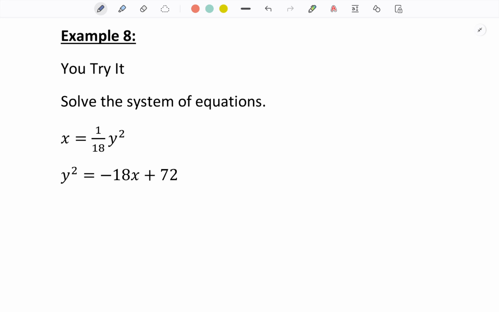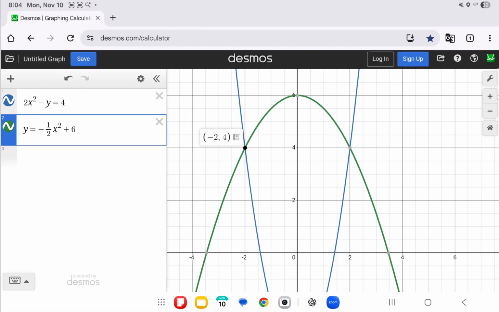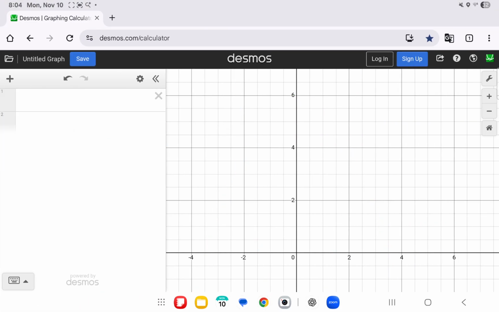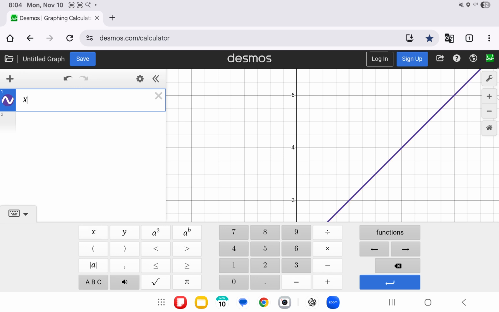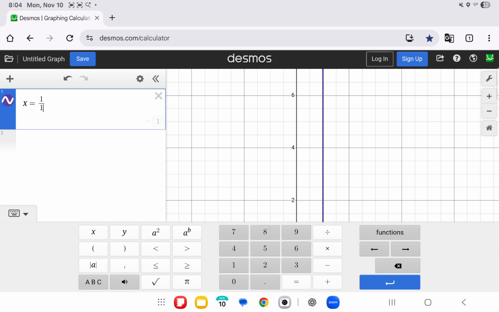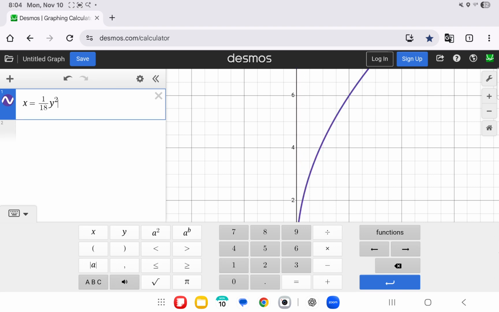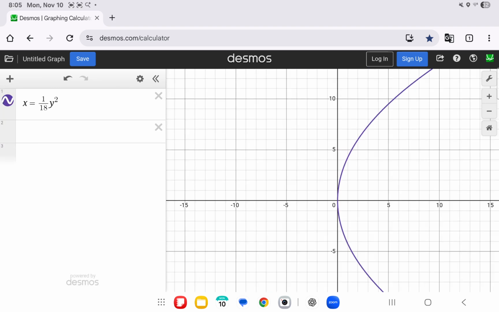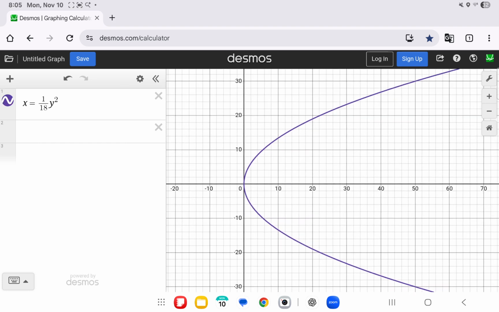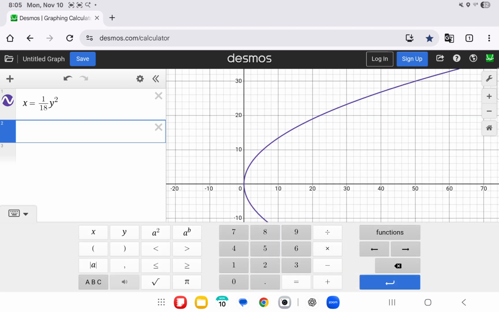All right, so let's go ahead and see what we got when we graph. We should have x equals 1 over 18 y squared. And so that is giving you one of those horizontal parabolas like I told you guys about. And then we've got y squared equals negative 18x plus 72.